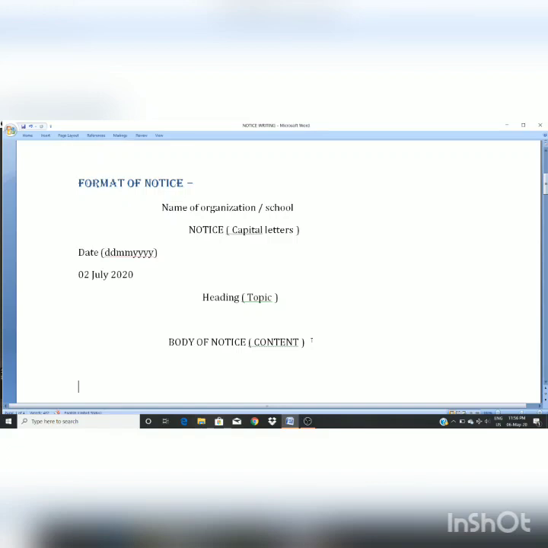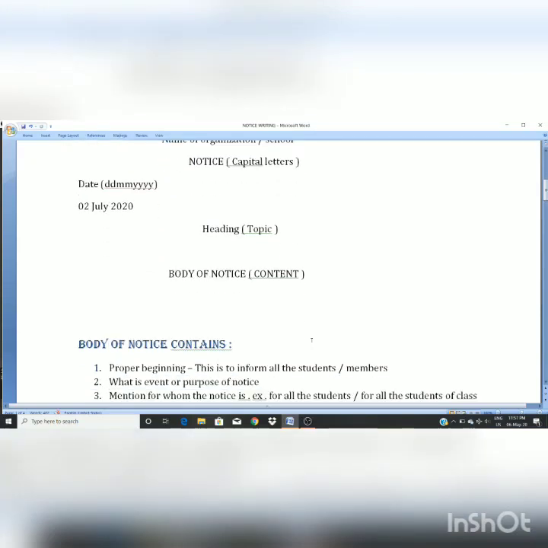After that, you will again leave a line and then write the date at the corner. You can see the date is written in the British form. Firstly, you will write the date, then the month and then the year. Then you will again leave one line. After that, you will put a heading, the topic of your notice. After that, you will write the body of the notice, which is known as the content of the notice.